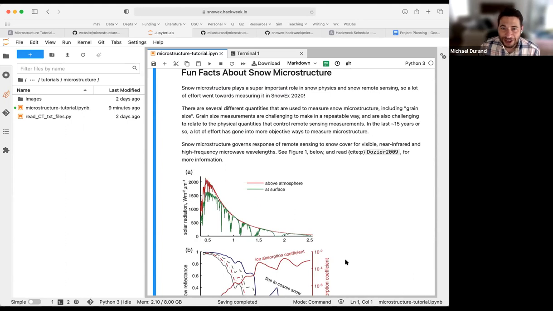So why is it important? Snow microstructure plays a really important role, both in snow physics, which I'll talk a little less about, but also in snow remote sensing. So a lot of effort went towards measuring it last year.